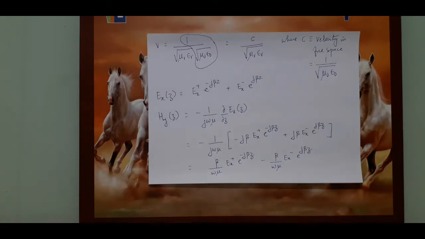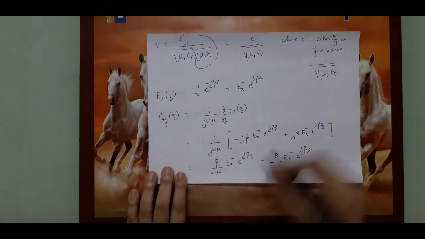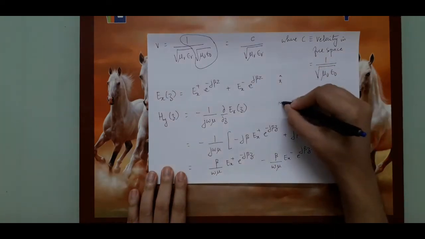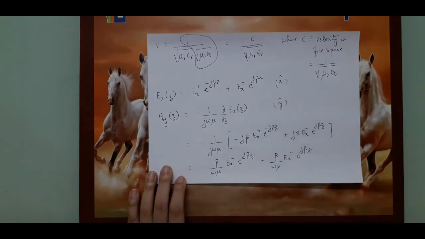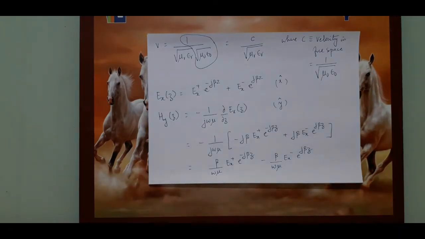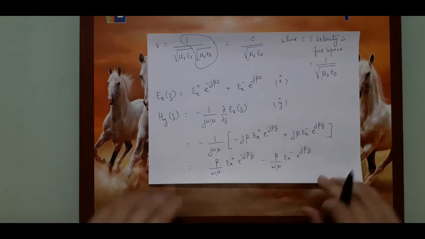Now don't forget that this is along y direction. This vector sign is implicit. We have not put it so far, but this is the way it is. So that is what it is.